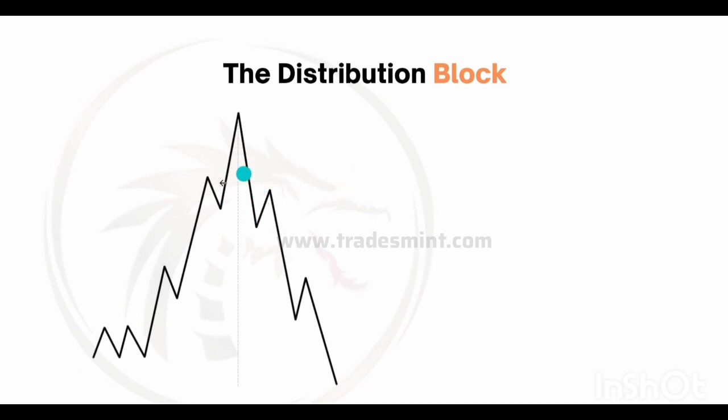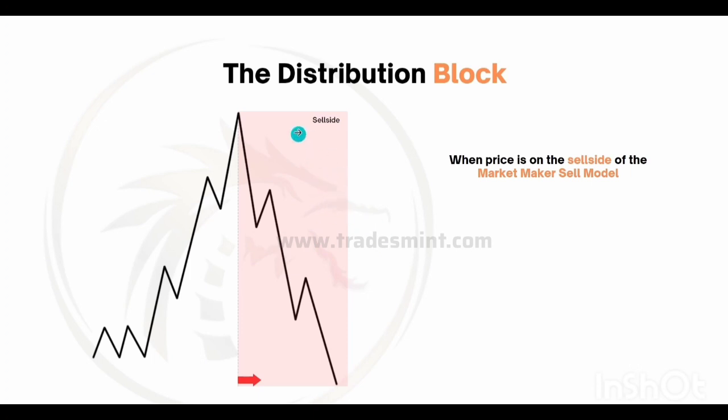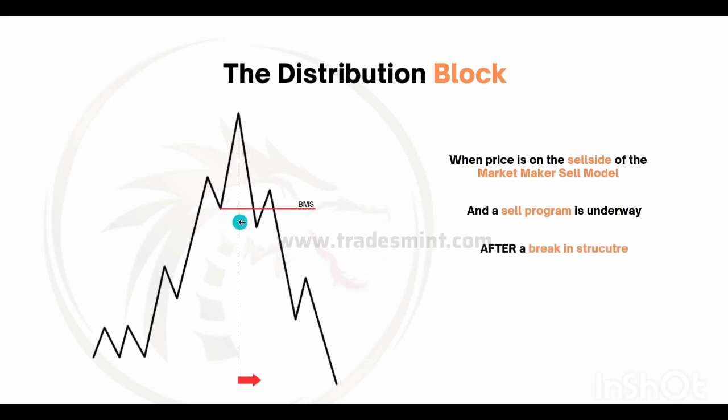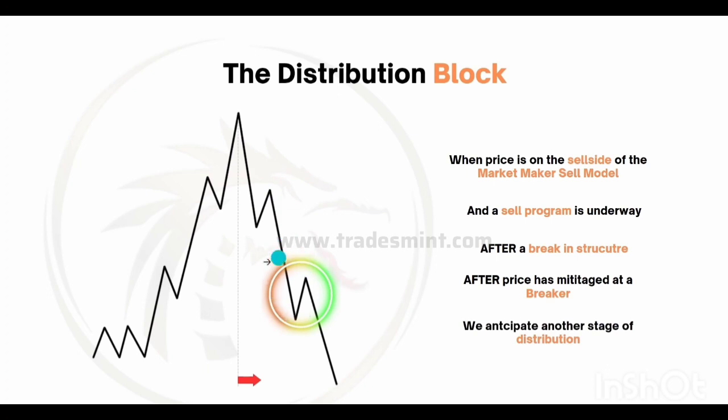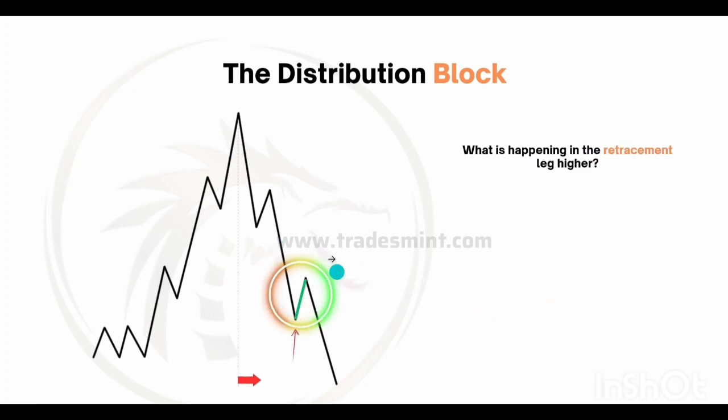So here we have our generic market maker sell model. When price is on the sell side of the market maker sell model, where we have the sell side delivery and the sell program is underway, and we've already witnessed a break in market structure, we have seen price retrace back up into a breaker to mitigate, and then we anticipate another stage of distribution. Now, what is happening inside of this retracement leg higher in our second stage of distribution?